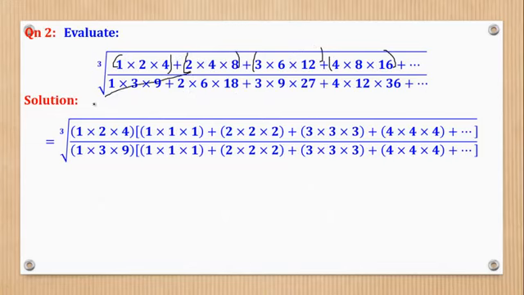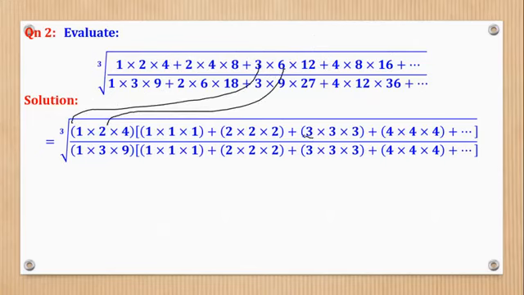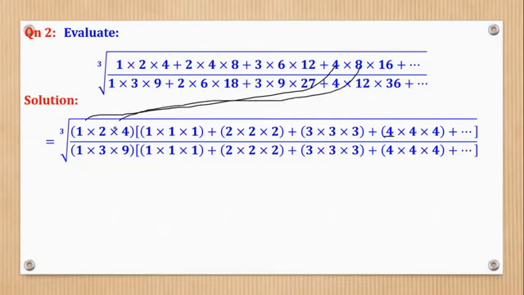So 2 divided by 1 is 2, 4 divided by 2 is 2, 8 divided by 4 is that 2. Then here, 3 divided by 1, 3, 6 divided by 2, 3, 12 divided by 4, 3. Then here, 4 divided by 1, 4, 8 divided by 2, 4, 16 divided by 4, 4. So I think you realize you have found out the pattern.